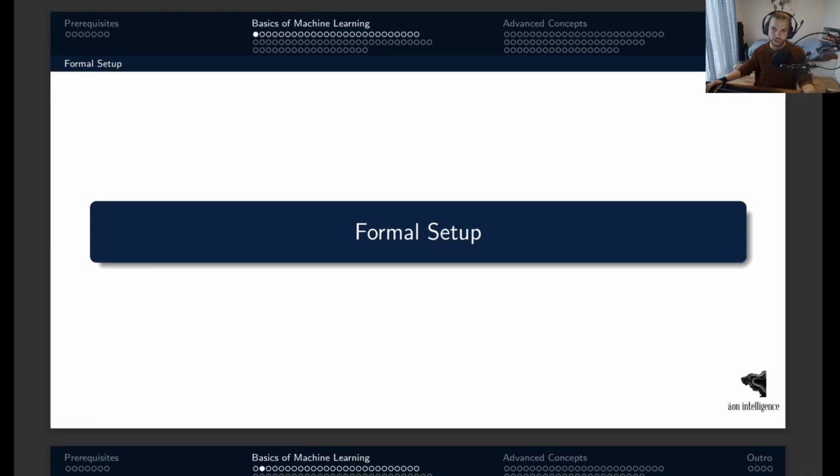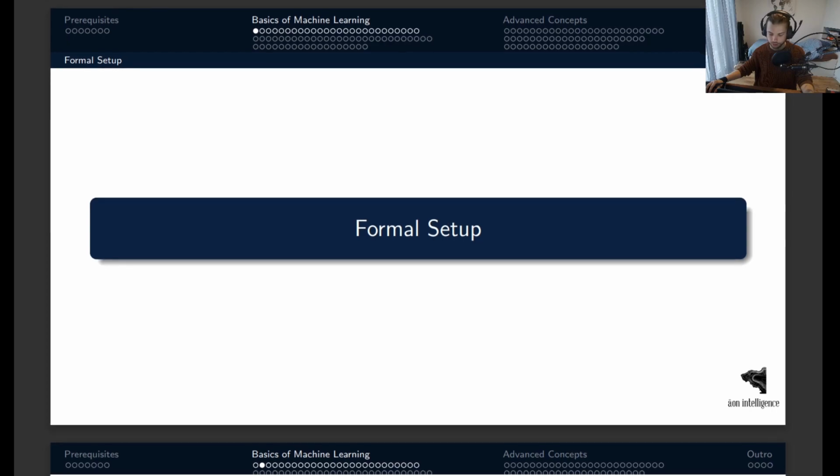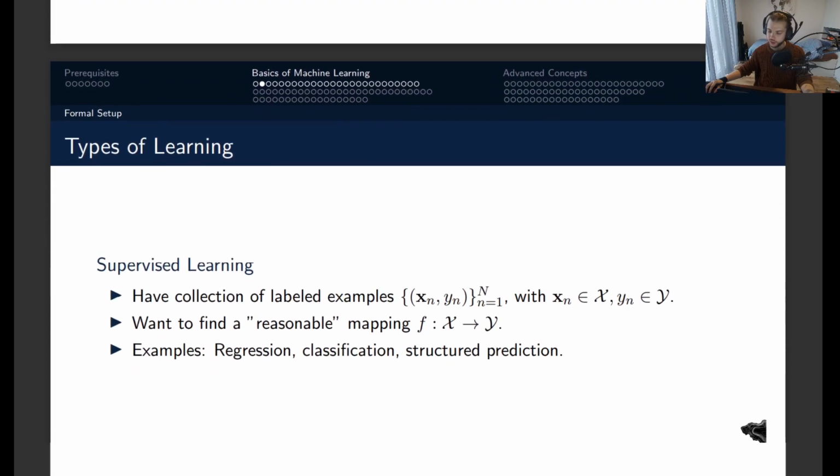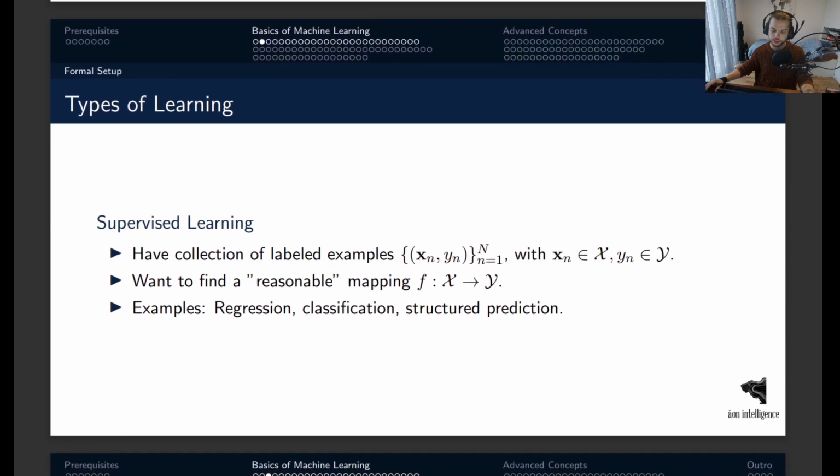Now that we are done with the prerequisites, we can finally start talking about some actual machine learning. But what does learning in this scenario mean anyway? So in machine learning, there are different learning scenarios. And the first one I want to talk about is what's called the supervised learning scenario.